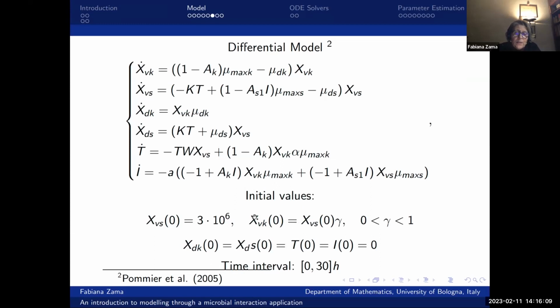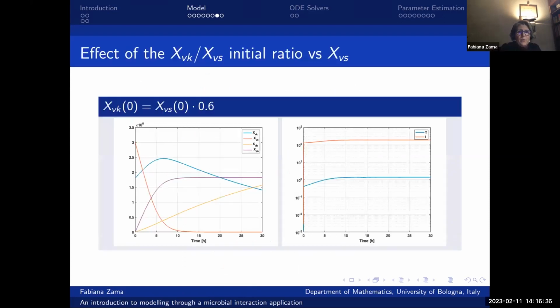And then we consider that only one part of this viable sensitive population is the number of initial killer. So this accounts for the introduction of a portion of killer, and we see how this portion of killer acts in the dynamic of the population. And all the other populations are equal to 0. The time interval in this case is 30 hours. This is mainly the experiment that we found in this paper, and it is quite different from the starting one, but there was some problem at the beginning.